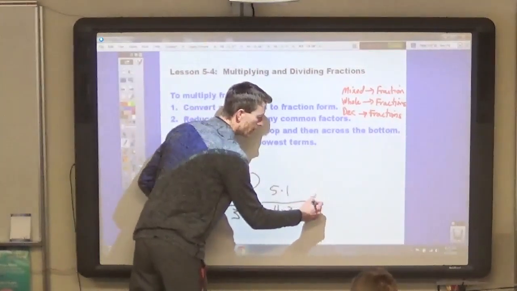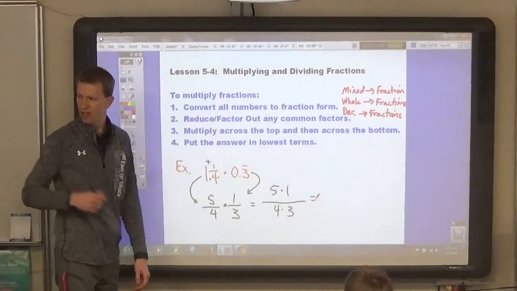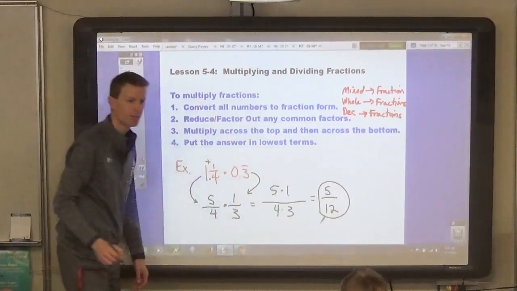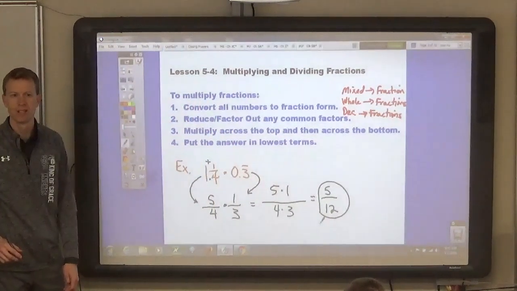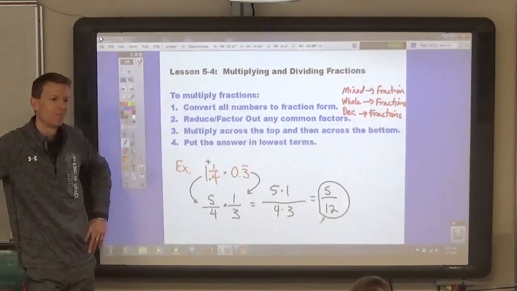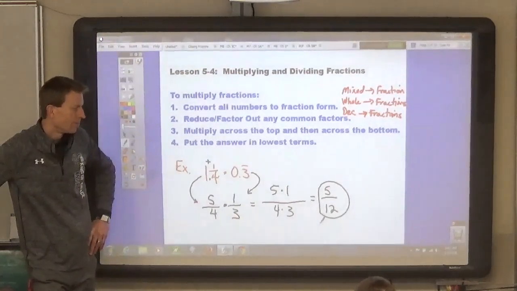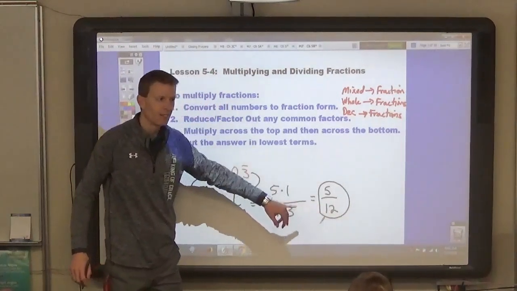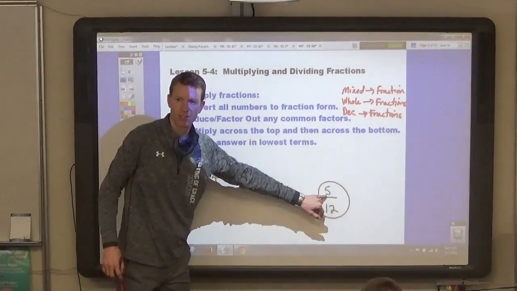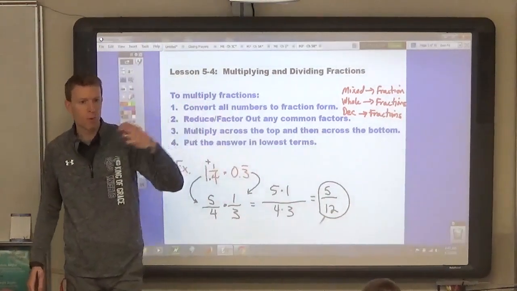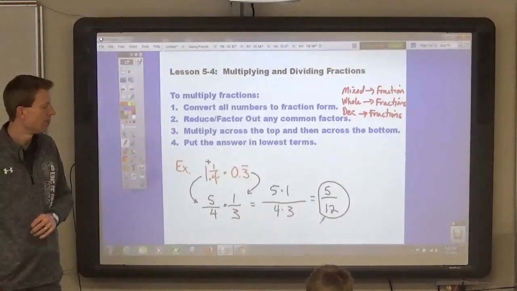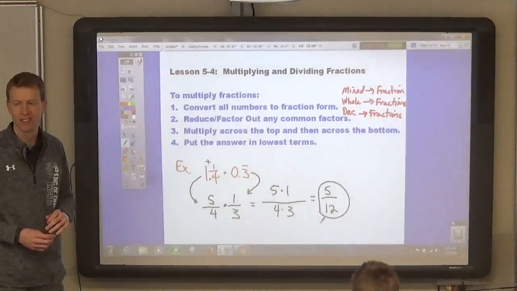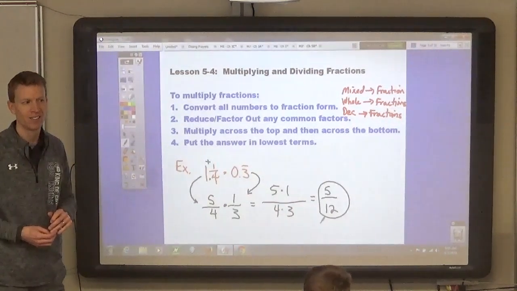So what is this answer? Berlin? 5/12, yep. Is that in lowest terms? Yeah. How do you know if it's in lowest terms? 5 can't go into 12 evenly. Good, 5 doesn't go into 12 evenly. And do they have any common factors that we can, again, pull out of both numbers? No, 2.5. You can't multiply 2.5 to get 12. So then it's not a common factor.